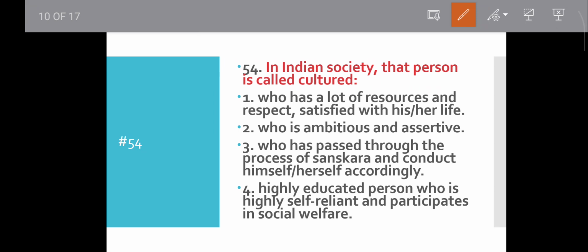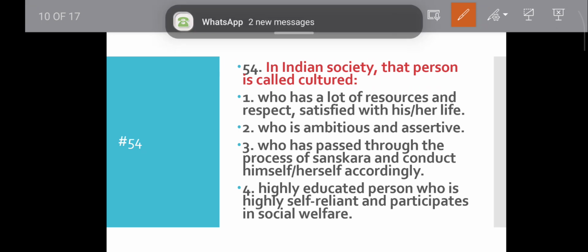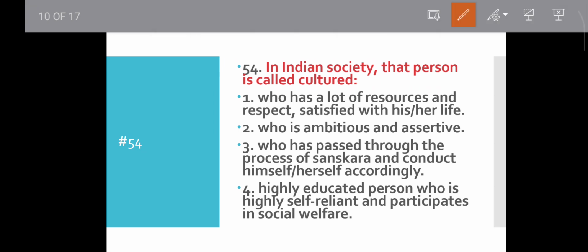Question number 54. In Indian society, the person is called cultured who has a lot of resources and respect, satisfied with his or her life, who is ambitious and assertive; who has passed through the process of sanskara and conducts himself or herself accordingly; or a highly educated person who is highly self-reliant and participates in social welfare. Which will be called a cultured person? The Indian concept of culture emphasizes value, sanskara, conduct, not wealth or ambition. So passed through sanskara and act accordingly will be the correct answer. Option 3 will be the correct answer.